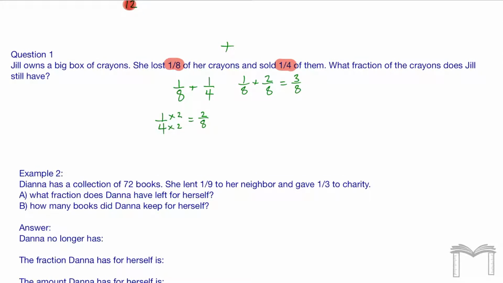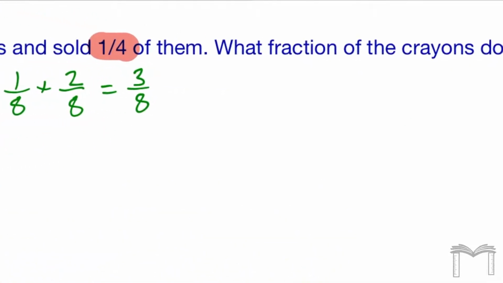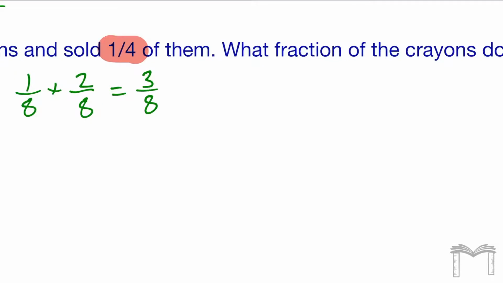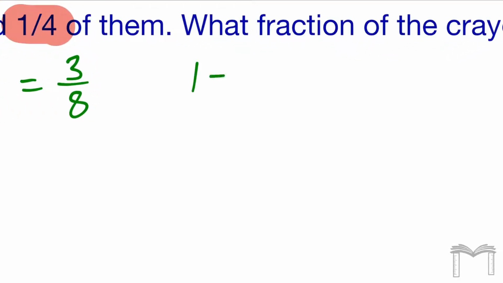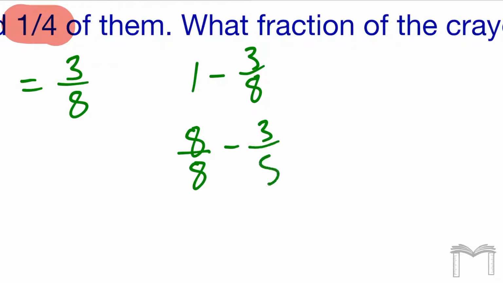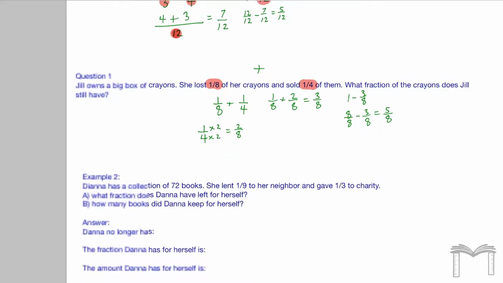What fraction of the crayons does Jill still have? Of course, we always start with a whole, or the total is always a whole. So 1 whole take away 3/8. A whole can be written as 8 over 8. Take away 3/8, which will give us 8 take away 3 is 5. So that's 5/8 that Jill still has.